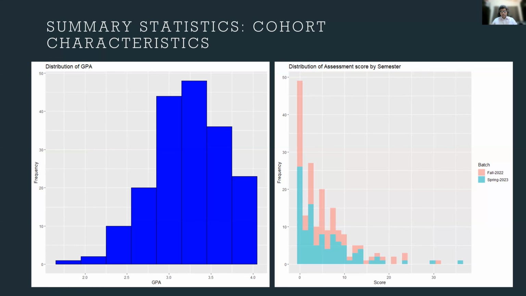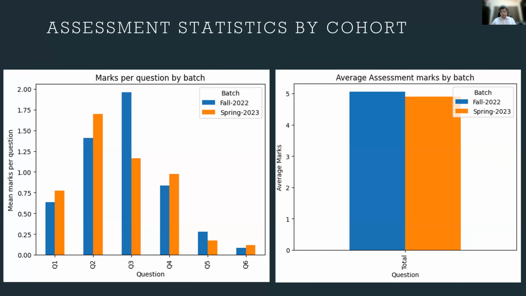In terms of GPA, overall, the average GPA was around 3.2 of the students we assessed. You can look at the distribution on the left. In terms of how students scored in the assessment in the 2 cohorts that we assessed in fall and spring, the distribution was pretty similar. Students in spring on average scored slightly lower, but in terms of the distribution, it was fairly similar.